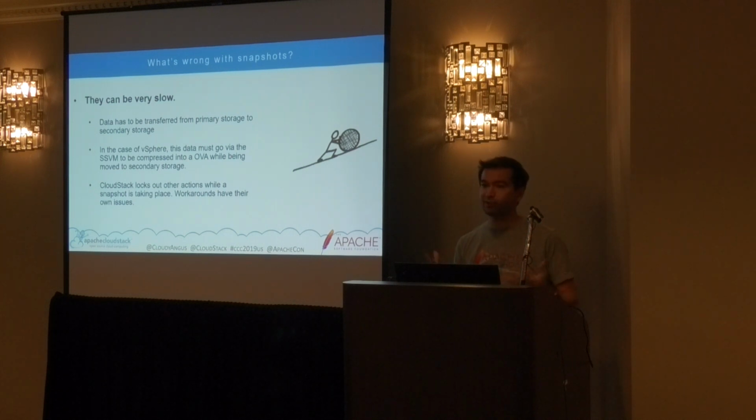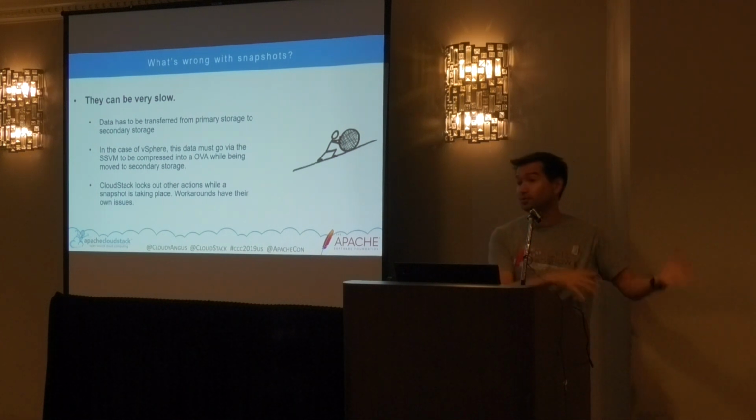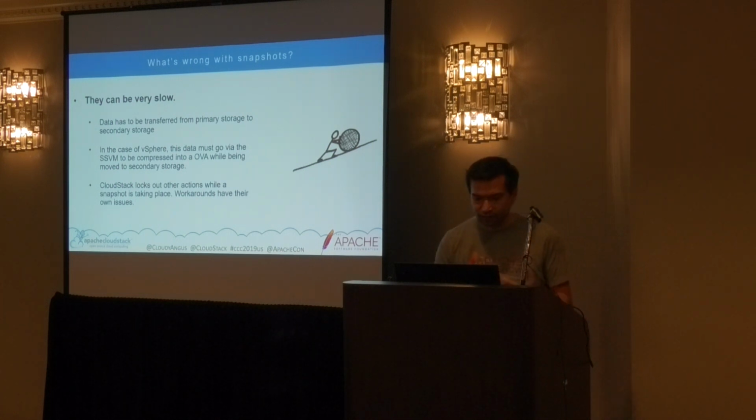And also in vSphere, we have the case of the fact that the SSVM acts as a client. It's doing the compressing of the data into the OVA to be then stored on the secondary storage. Compressing anything takes time. Compressing a terabyte disk to be then put onto secondary storage is going to take a lot of time and a lot of resource. And so you're going to get a lot of contention. You would almost need one of those SSVMs per snapshot job to try and get decent throughput. So there's a lot of problems there. And obviously, as I say, CloudStack locks out a lot of other actions while that snapshot's taking place.